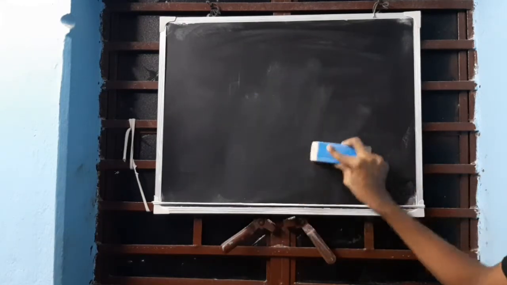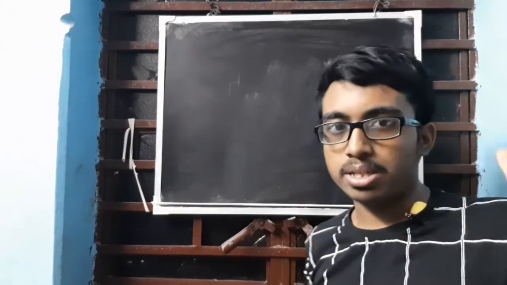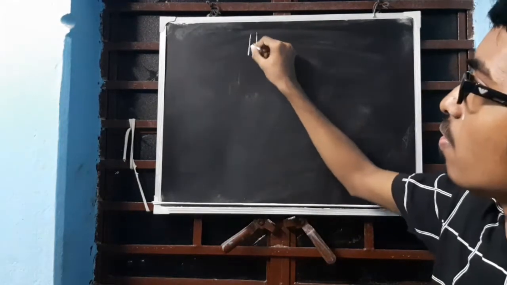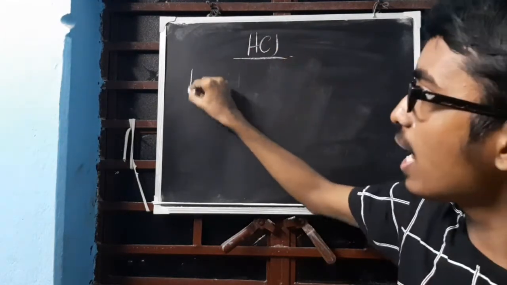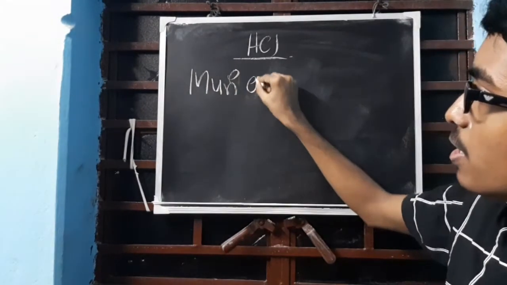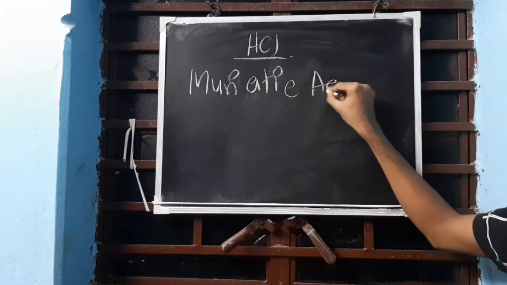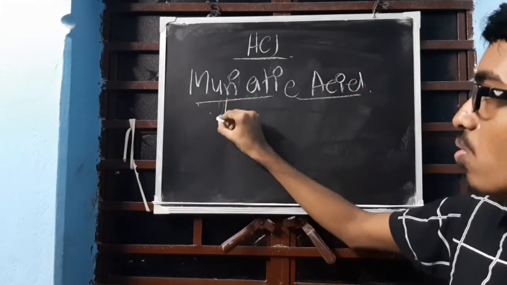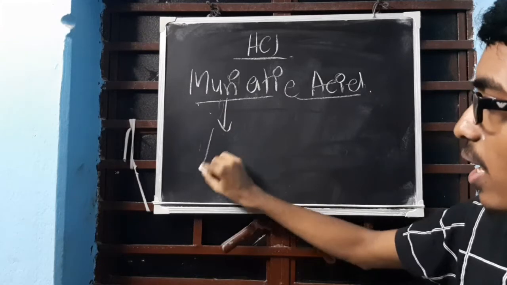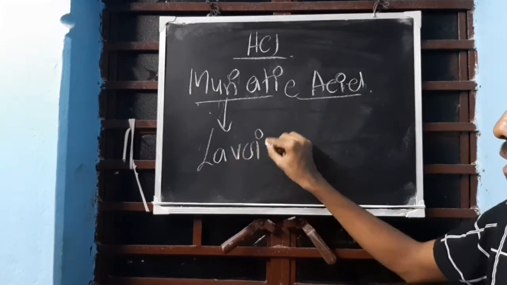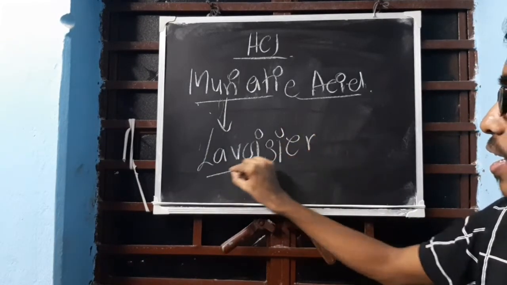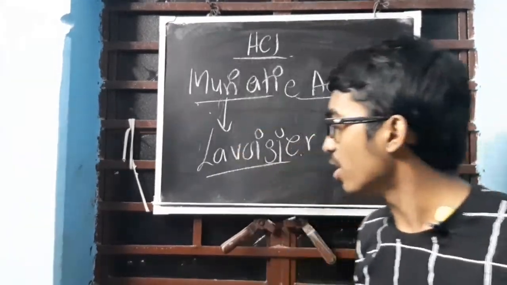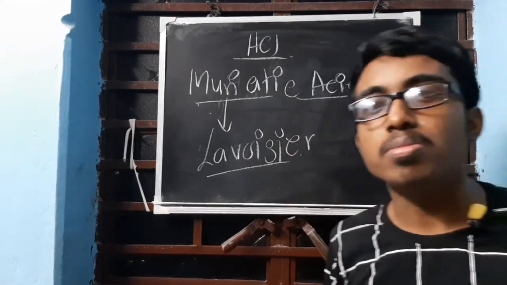Next, we'll be learning about how to prepare HCl. But before that, you need to know slightly that HCl was first named as muriatic acid. I don't know how many of you know this. It was first named as muriatic acid by Lavoisier. I don't remember the year. So it was named muriatic acid by Lavoisier.